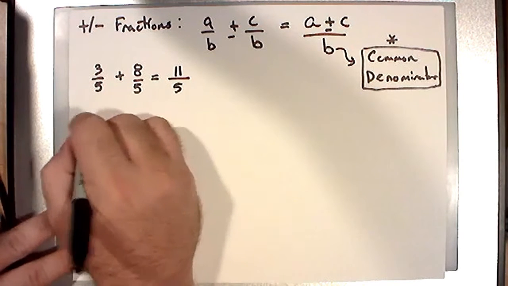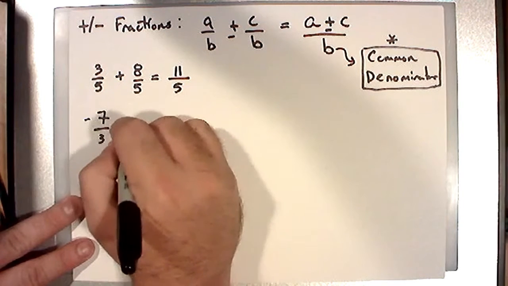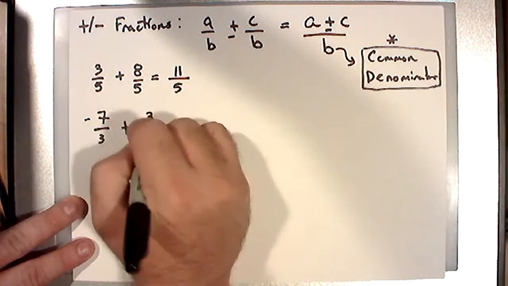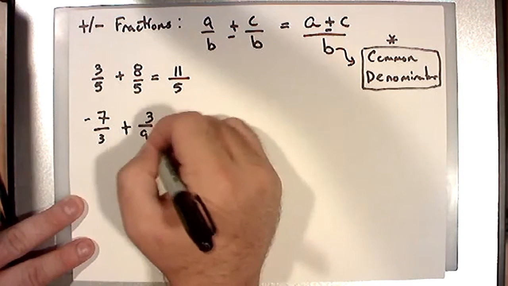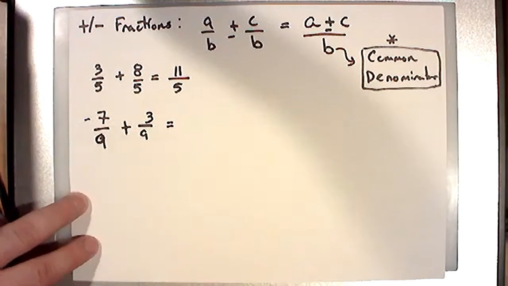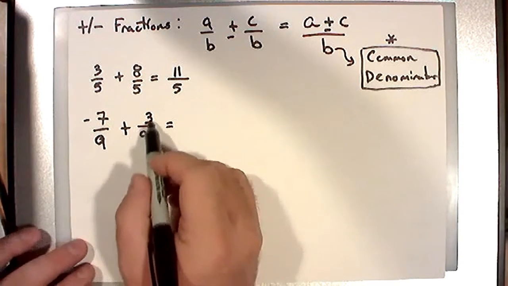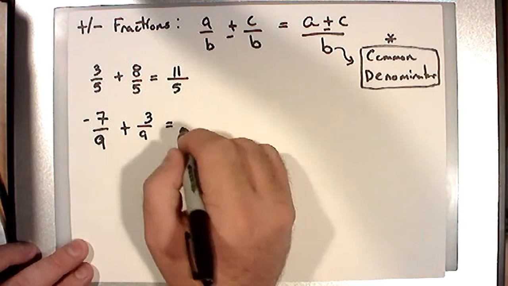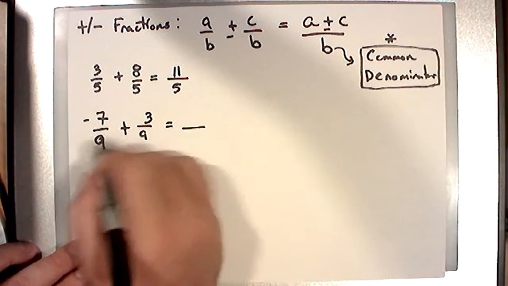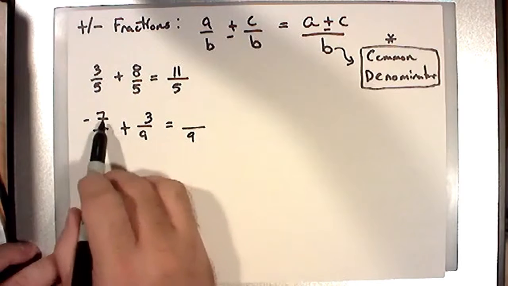Another example here. If I had -7 over 3 plus 3 over 9. Now we could go ahead and reduce, -7 over 9, not 7 over 3, excuse me guys. -7 over 9 plus 3 over 9. We could go ahead and reduce the 3 over 9 to 1/3, but I don't want to do that. We have a common denominator, and that's the point. So 9 on the bottom, right? Keep the denominator the same.